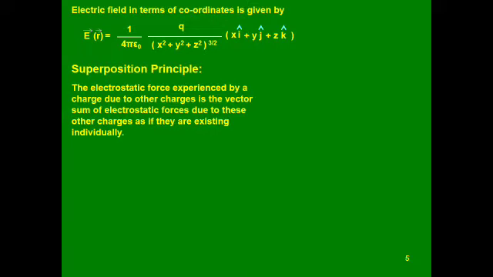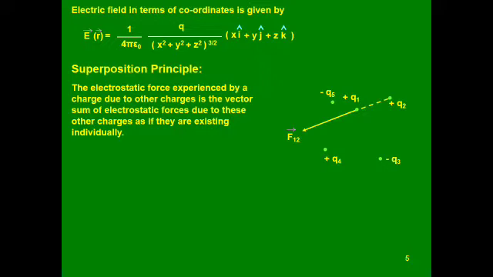Superposition principle. The electrostatic force experienced by a charge due to other charges is the vector sum of the electrostatic forces due to these other charges as if they are existing individually. You can understand electrostatic force and electric field both are vector quantities, so their sum will also follow the vector law of addition rather than the algebraic law of addition. So you can see there are some charges q1, q2, minus q3, plus q4 and minus q5.